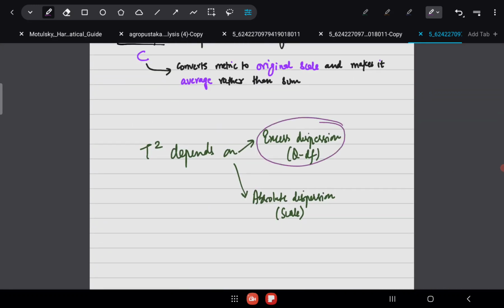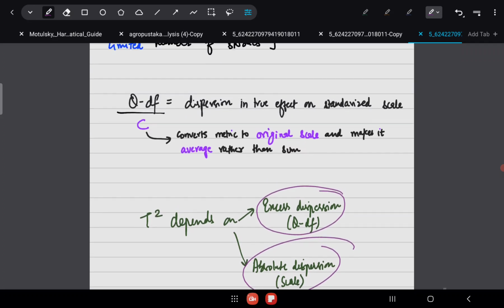First, it depends on the excess dispersion, which is the numerator in the formula, Q minus df, but it also depends on the absolute dispersion, or the scale. Even though it is possible that excess dispersion will be the same for two studies, t-square will come out more because the scale of one study will be bigger than the scale of the other study, and I'll show you this shortly.